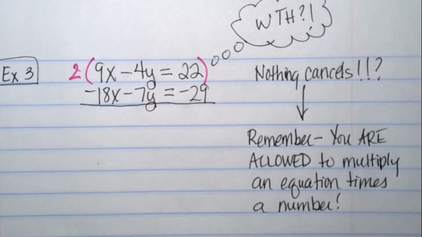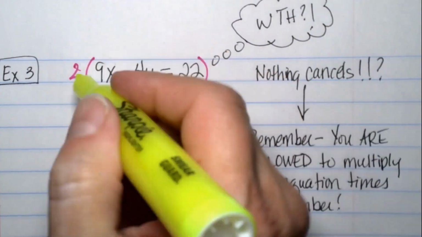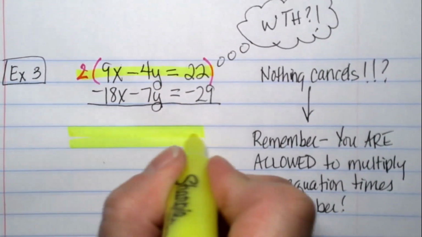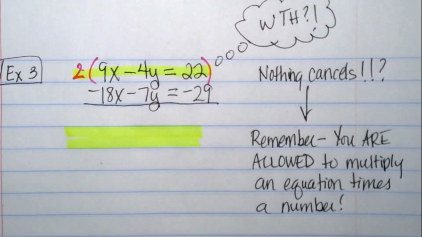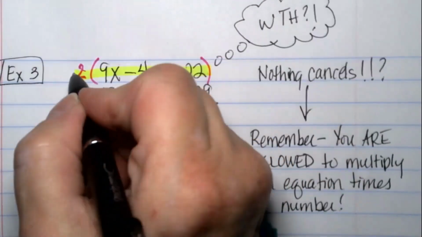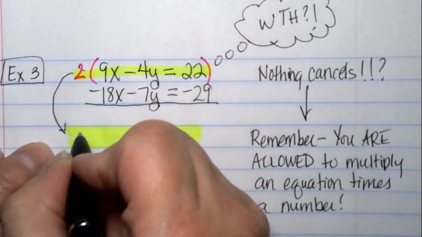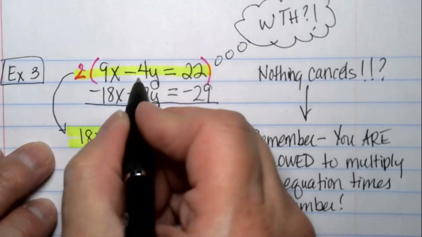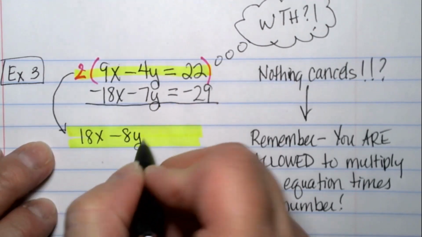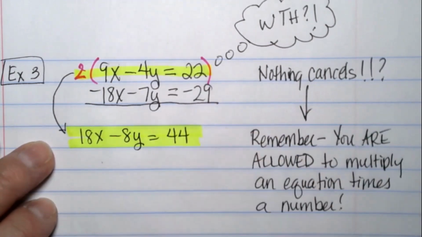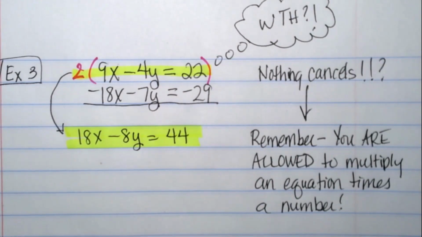Now this is where I'm going to be using the highlighter, because I want you, when you look at your notes, to be able to make the connection between what I'm doing here. The two things I'm highlighting go together. So multiplying that top equation by 2, the answer I'm going to write here, 18x minus 8y equals, and don't forget to multiply the last thing too. It's got to be 44. You've got to multiply everything. That's what makes it legal. When you multiply an equation times a number, everything gets multiplied by that number.